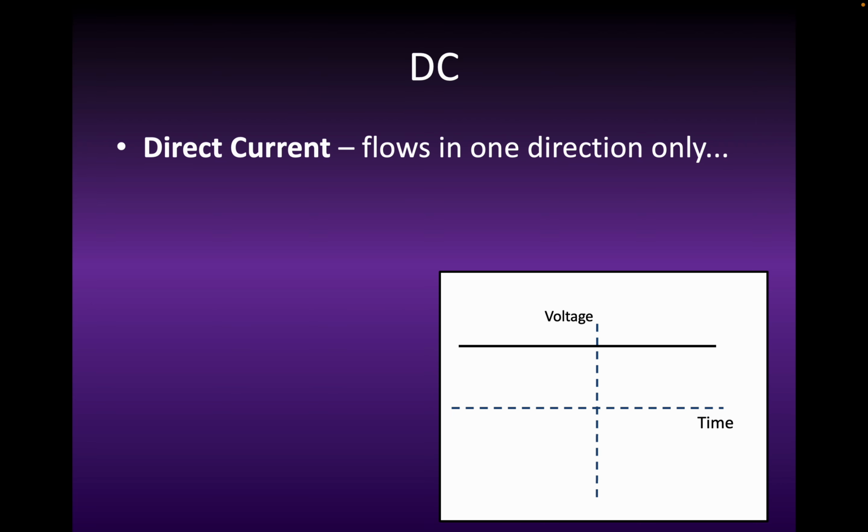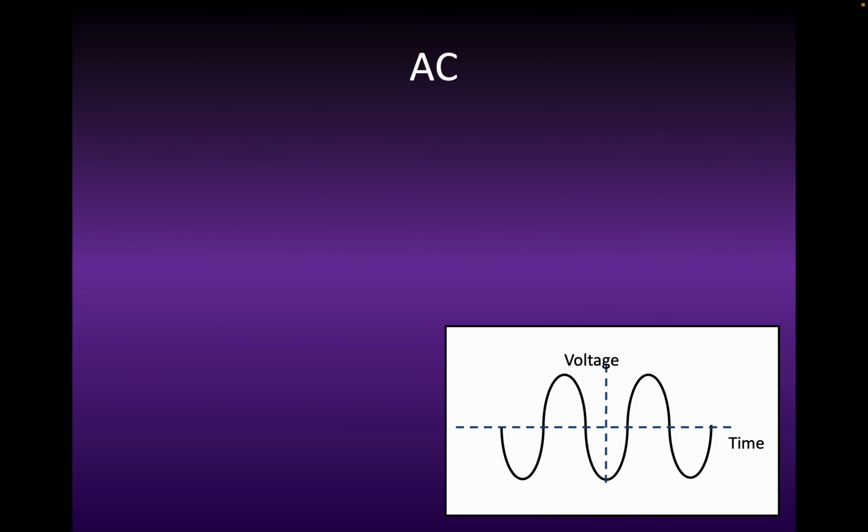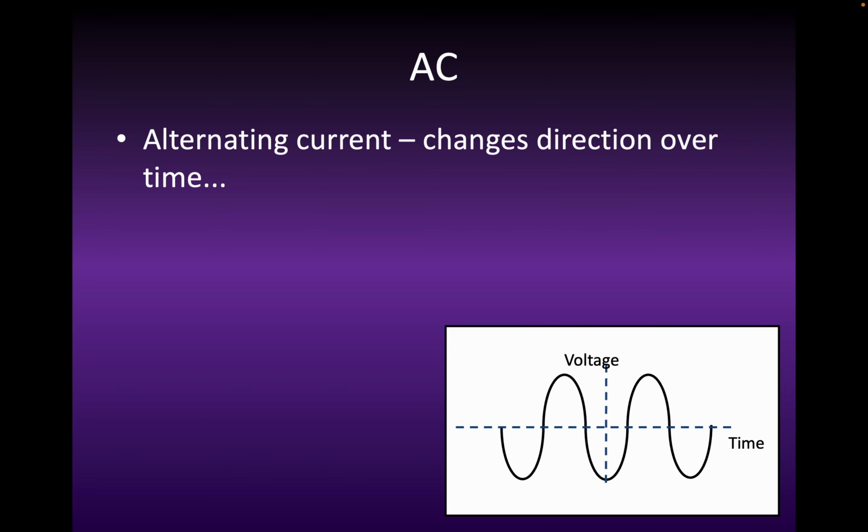So DC flows in one direction only, directional current you could call it, and potential difference does not change over time, and you can show that on an oscilloscope if you plug a battery into the inputs for the voltmeter called an oscilloscope. Okay, so it'll be a flat line. For AC, it will be a wave going up and down above the dotted line in the middle. The dotted line in the middle, as I explained to you, represents 0 volts. So it changes direction over time.